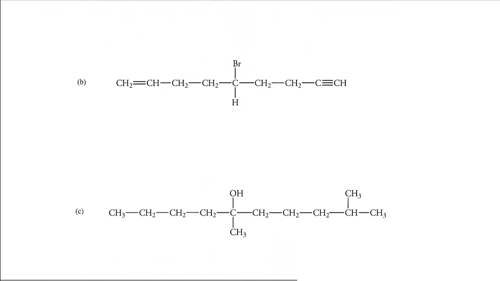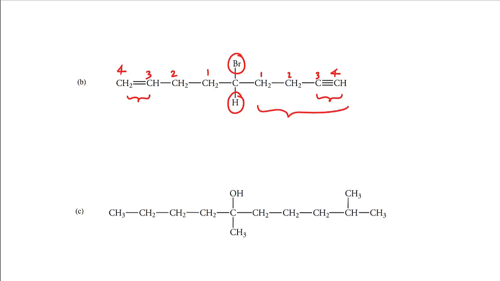What about this molecule? It has bromine and hydrogen, 2 different groups, 1, 2, 3, 4 carbon on this side, 1, 2, 3, 4 carbon on this side, but on this side I have a double bond and on this side I have a triple bond. This means this group and this group are not the same, they are different groups. This means this carbon is a chiral carbon.